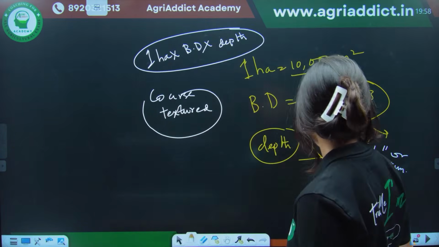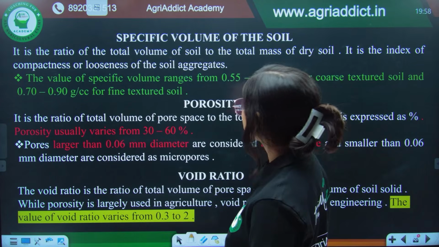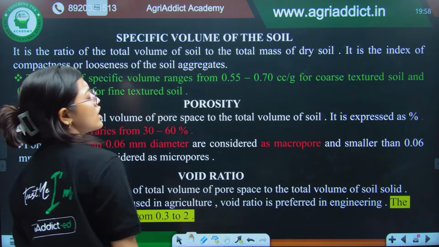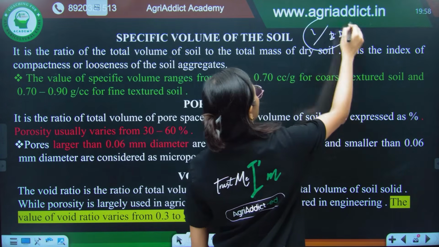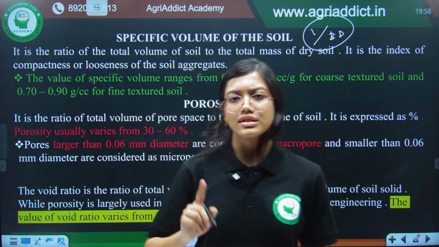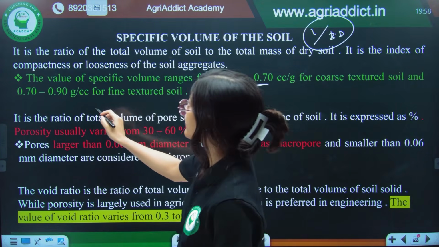So this is how we can calculate the weight of 1 hectare furrow slice. Clear, everybody? Okay. Now coming to the third important topic, that is specific volume of soil. So it is just 1 by bulk density. You are going to invert the bulk density, and so it will be less for coarse textured soil and more for fine textured soil.